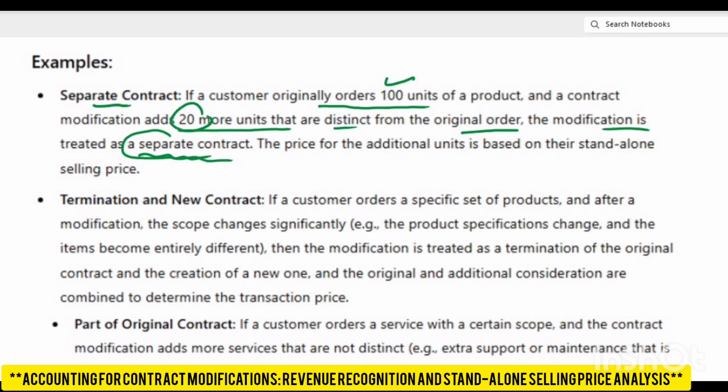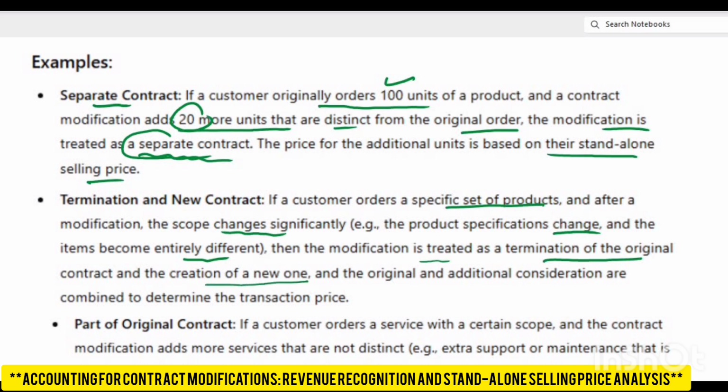Clear? So the price per additional unit is based on this 10 stand-alone selling price. Now, termination in the new contract: if the customer orders a specific set of products, and after modification the scope changes significantly, the product specification changes and the item becomes entirely different, the modification is treated as termination of the original contract and the creation of a new one.